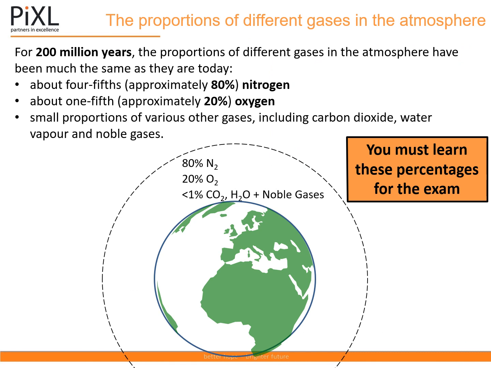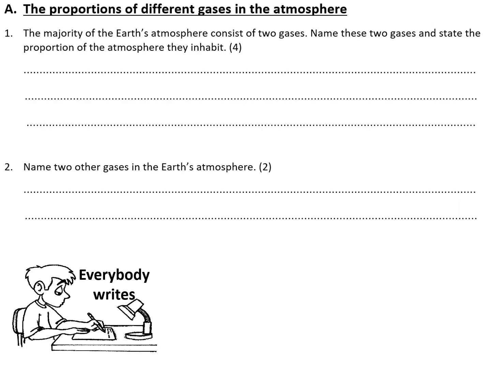You must make sure that you know the percentages of the main gases in the atmosphere. We know that nitrogen, we say, is about 80%, it's actually 79.9 something, so we round it up. Oxygen is about 20%, and that leaves less than 1% of all the other gases. That includes your carbon dioxide, your water vapour, and your noble gases. Remember, things like the water vapour are going to change a lot depending on the weather systems and where you are, more than the nitrogen and oxygen levels.